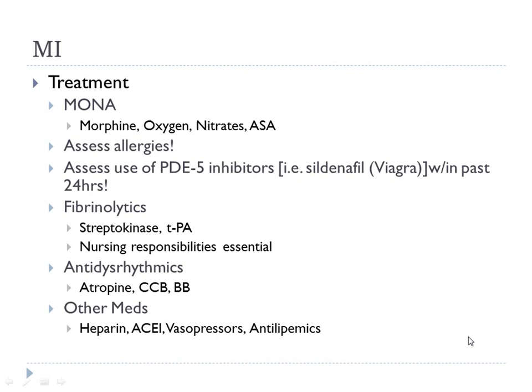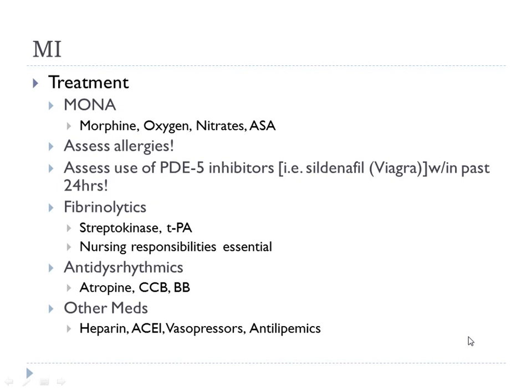We can give antidysrhythmics if necessary to a patient who has an MI. You know how these drugs work, right? Calcium channel blockers, beta blockers. If you don't, it's a big problem. And then the patient will likely be placed on heparin. Every patient after an MI will be placed on an ACE inhibitor, unless they have impaired renal function. But every patient will be placed on an ACE inhibitor.